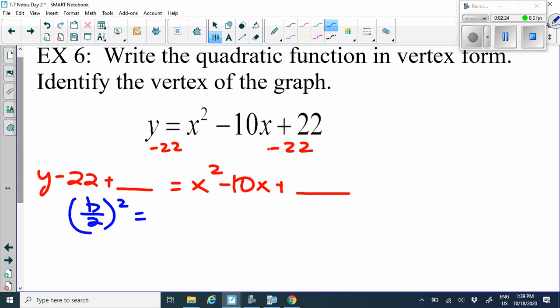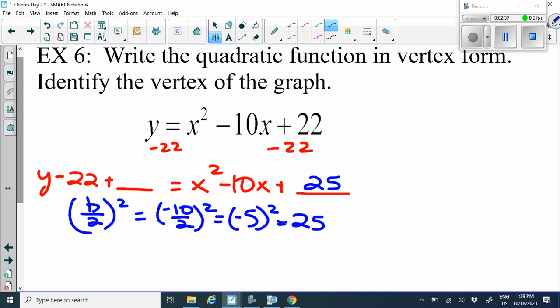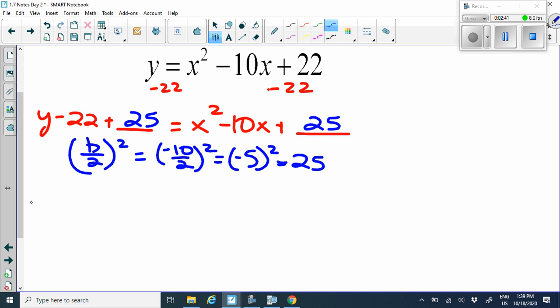I'm using that formula like we've done before, b divided by 2 squared. Notice that our b value in this case is negative 10. So I have negative 10 divided by 2, square it. Negative 10 divided by 2 is negative 5, and I square that, which gives me 25. So I add 25 to both sides. Now I combine like terms. On one side, I have y plus 3, and on the other one, I have x squared minus 10x plus 25. So we're going to go ahead and factor that.